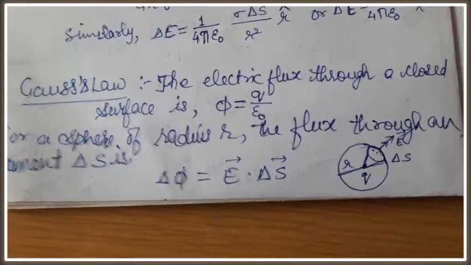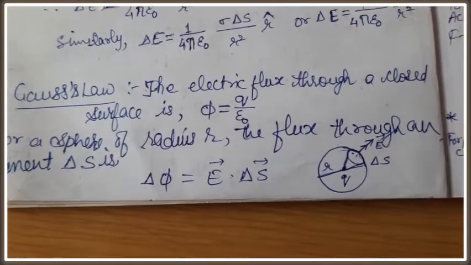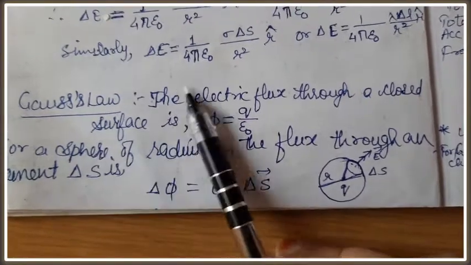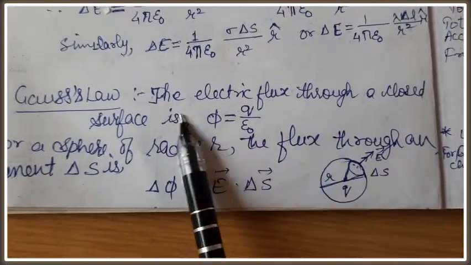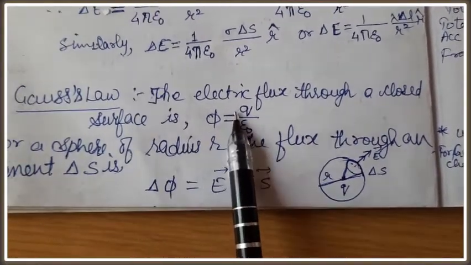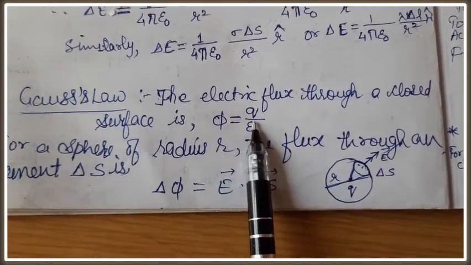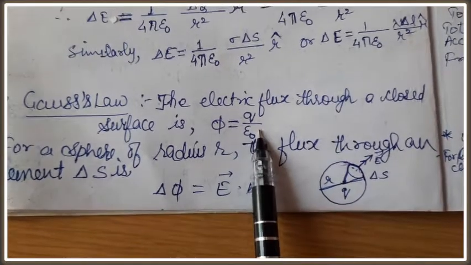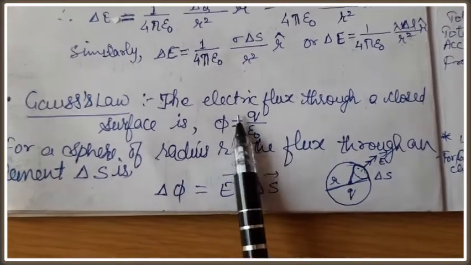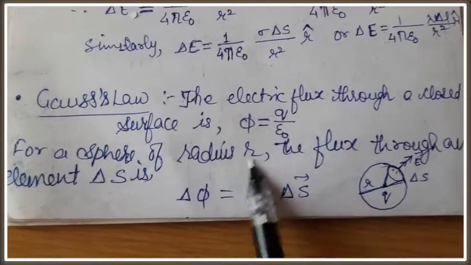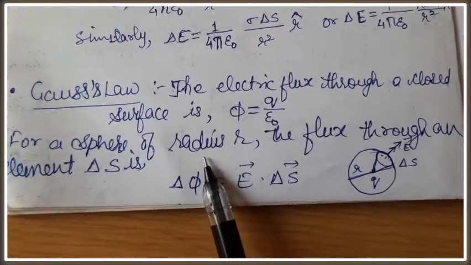Okay, so the next topic that we are going to start is Gauss law. According to Gauss law, the electric flux through a closed surface is given by Q upon epsilon naught. That means the electric flux through a closed surface is 1 upon epsilon naught times the total charge enclosed by the surface. Now, here's the proof for Gauss law.